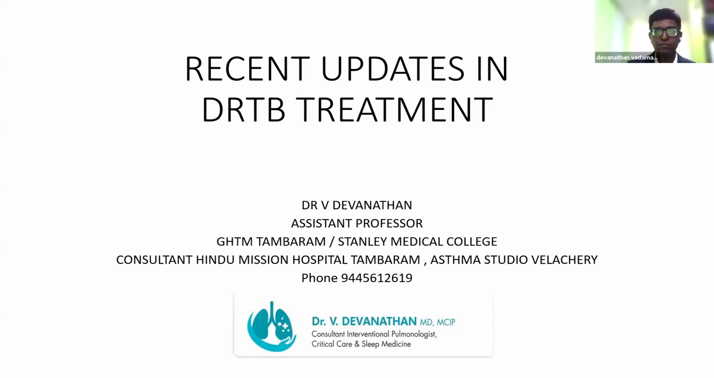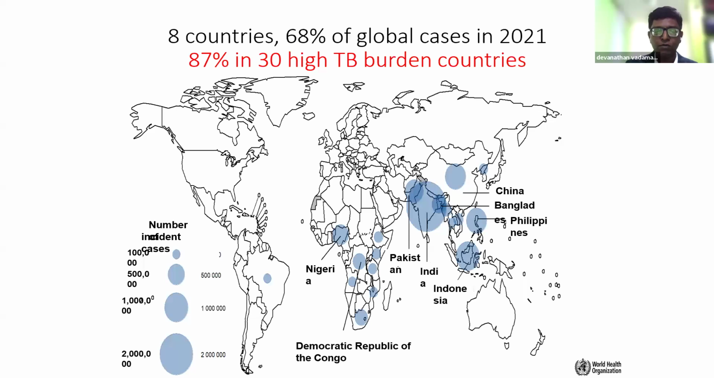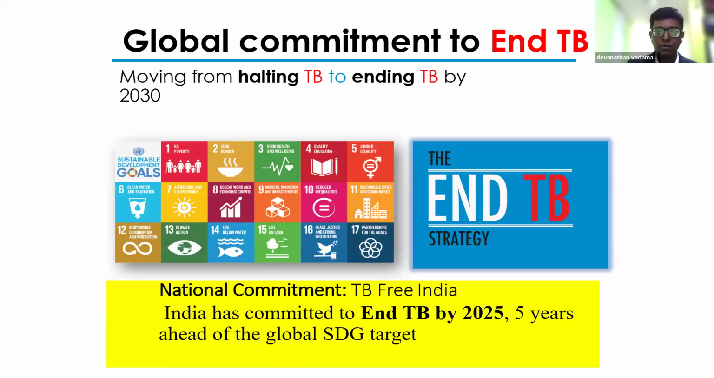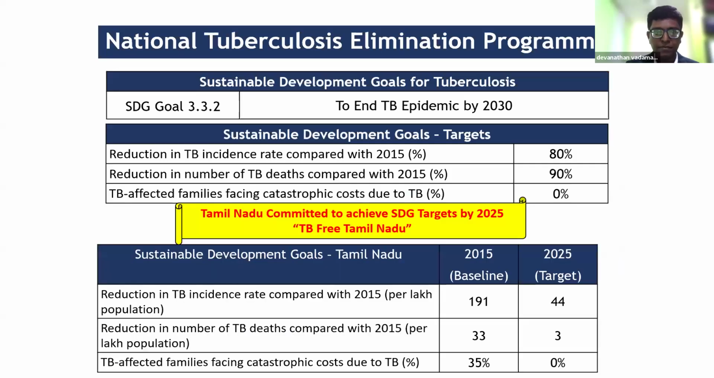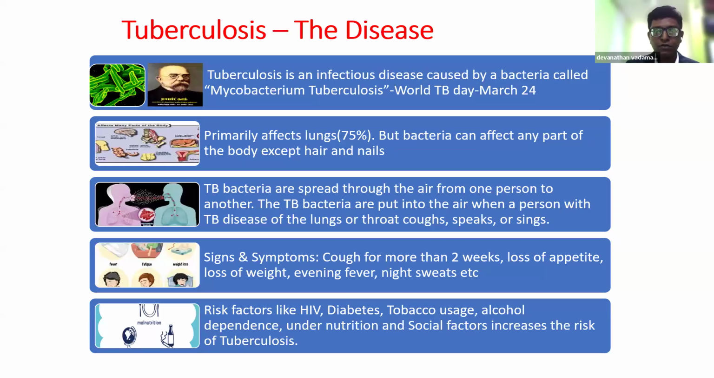So today's talk is basically on how to treat a drug-resistant TB case. As we all know, India is one of the high-burden countries for drug-sensitive as well as drug-resistant TB cases. We have a global commitment to end TB, and India is also committed to end TB by 2025. First, we should know what causes tuberculosis. Tuberculosis is caused by Mycobacterium tuberculosis. It predominantly affects the lungs, but can affect any part of the body except the hair and nails. It is spread by coughing out sputum from one person to another through aerosol dispersion.